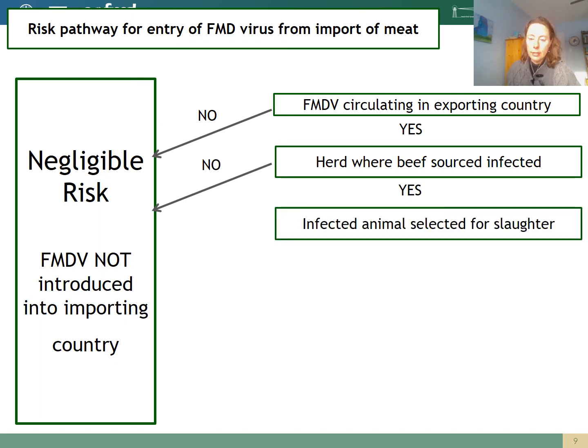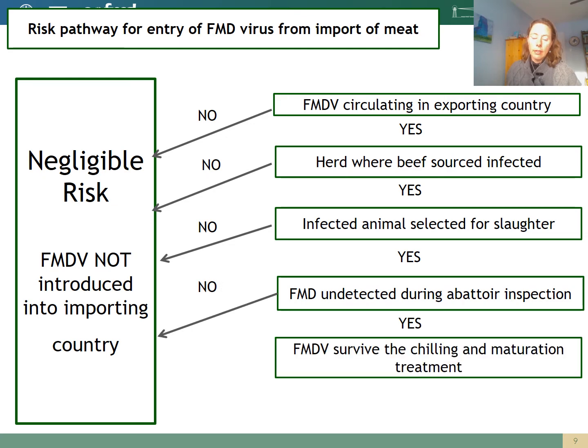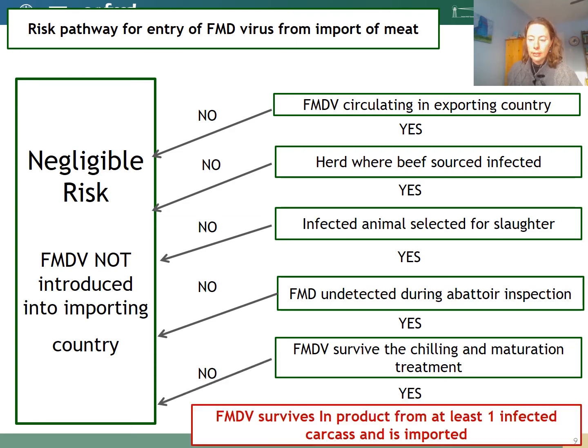But if it is, then an infected animal must be selected for slaughter. Again, if it's not, there's no risk. But if it is, then that animal would go to the abattoir where it should undergo an inspection. And if foot-and-mouth disease remains undetected, then there's a probability that foot-and-mouth disease could enter the meat, where it must survive the chilling and maturation processes. And if it does that, then FMD can survive in the product and be imported into the country.